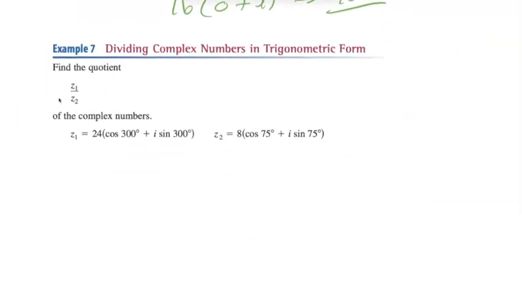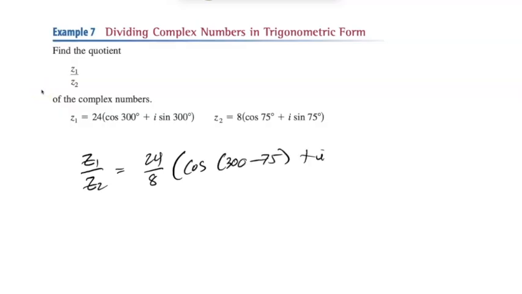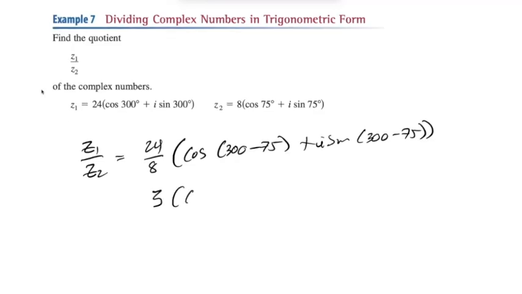How about dividing complex numbers? Just as easy. We're going to do z1 over z2. That's going to be 24 over 8. Just divide the numbers. And then the angles, we're going to subtract them, the top minus the bottom: cosine of 300 minus 75 plus I sine of 300 minus 75. This gets me 3 cosine of 225 plus I sine of 225.